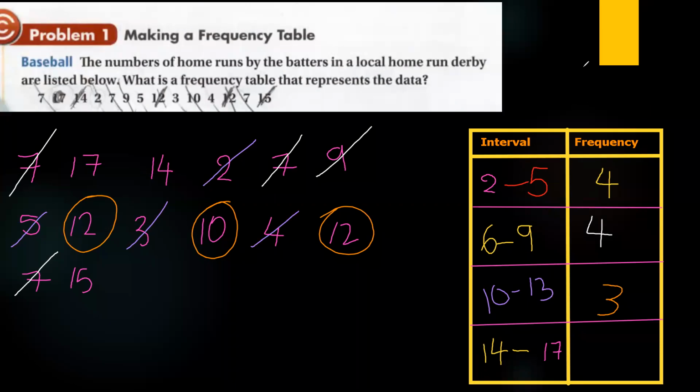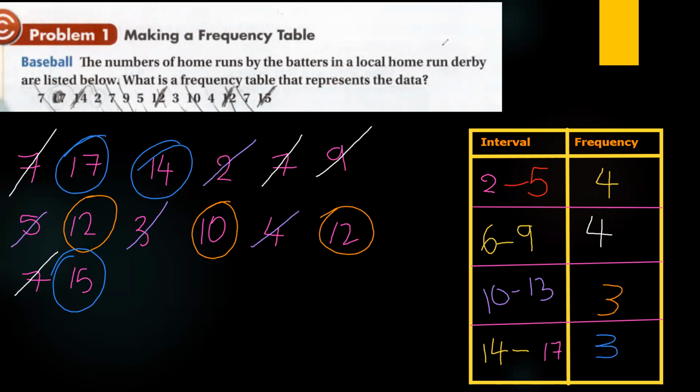Okay. Now from 14 to 17, we have 2 for 17 and 15. Did we have 14? Yes. 17, 15, and 17. So we have 3. Now be careful, guys. You check all the numbers and don't forget any number.